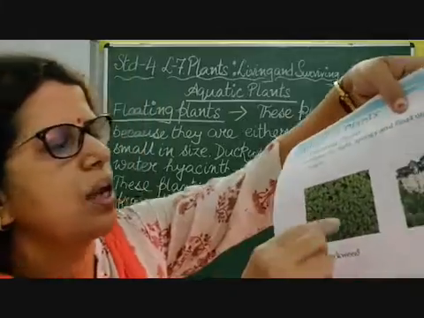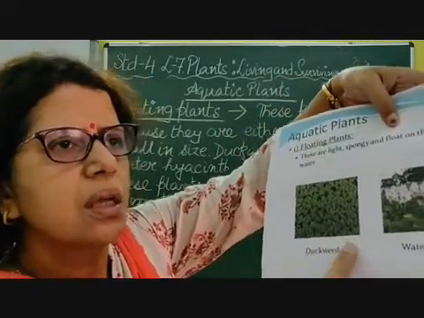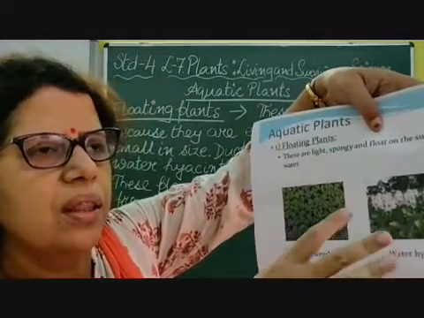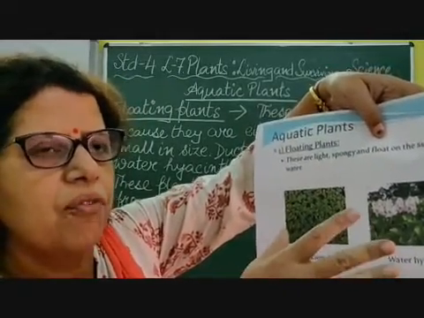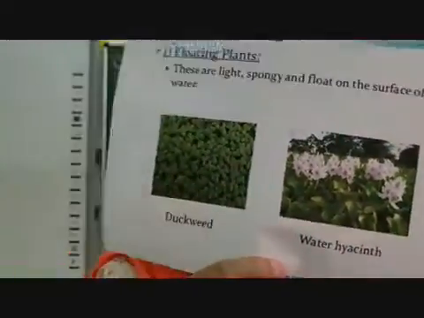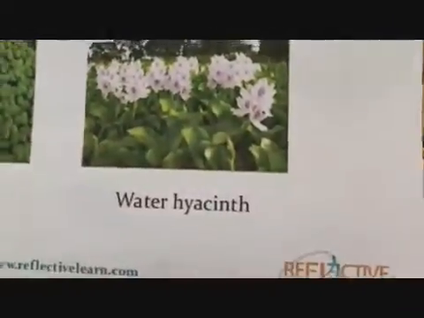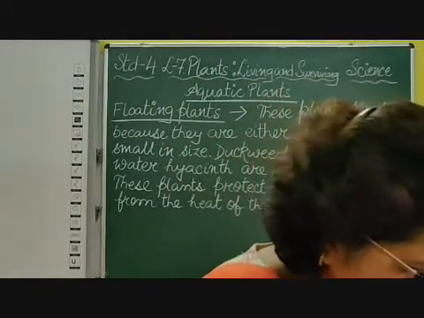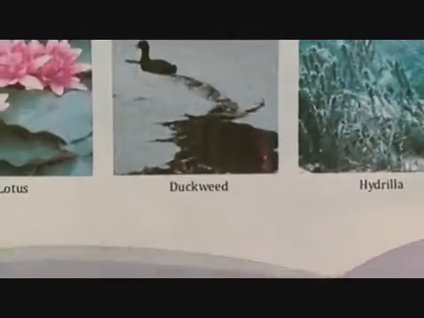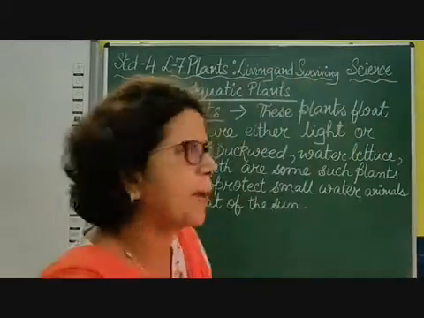Duckweed, as you understand by the word, means the ducks. It's a place where ducks generally live, and they are protected from the sun. This is water hyacinth. And again, this type of duck. You can see a duck is there, so the ducks generally live near that place.